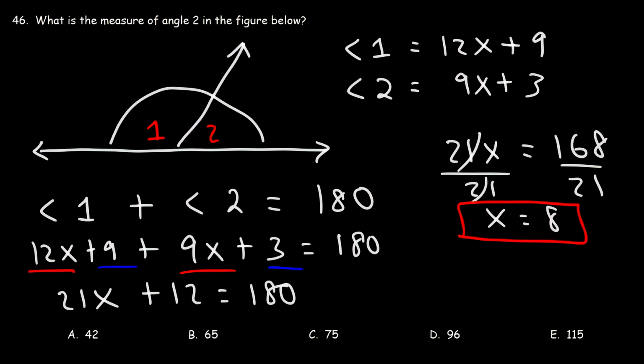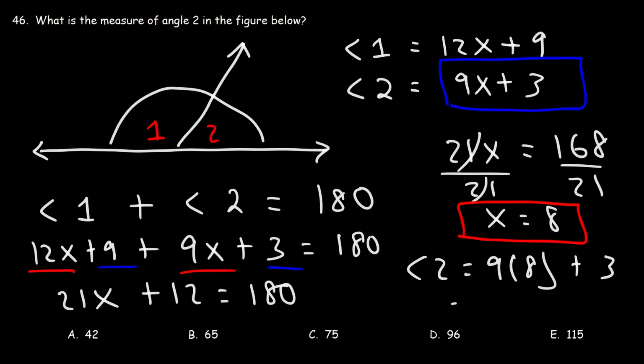So now that we have the value of x, we could determine the measure of angle 2 using that expression. So angle 2 is going to be 9 times 8 plus 3. 9 times 8 is 72, and 72 plus 3 is 75. So C is the right answer.